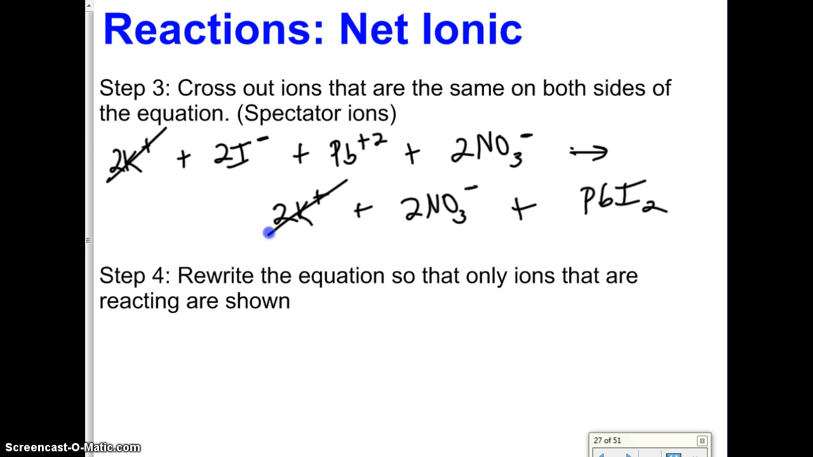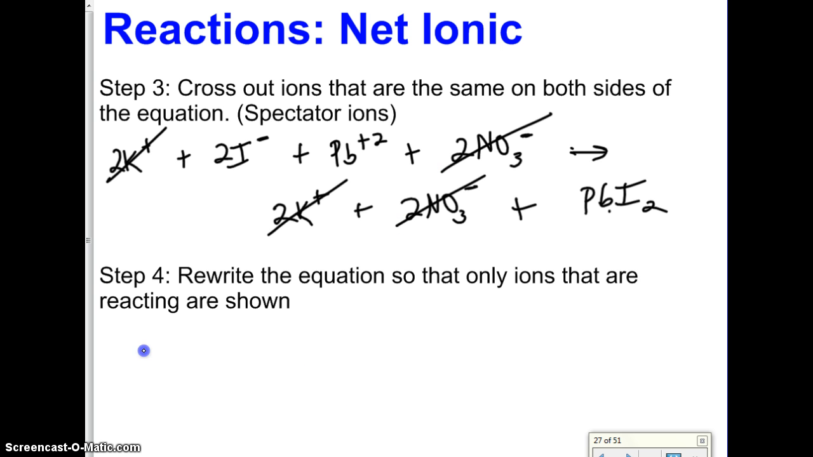They cancel out. Iodide, we have an iodide ion here, but we do not have an iodide ion here. It's actually in the compound, so it is not equal. It cannot be crossed out. Same with the lead. We have a lead ion, but we do not have a lead ion over here. We do, however, have 2 nitrate ions on both sides of the arrow, so those can cross out.